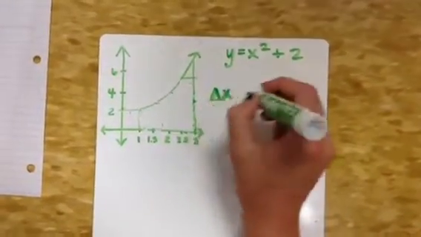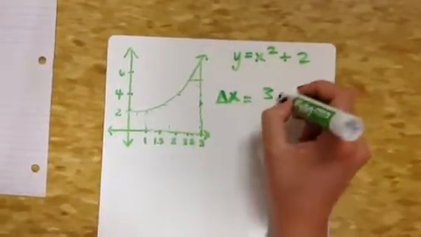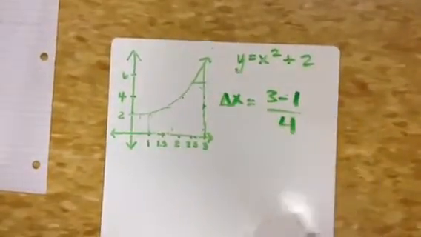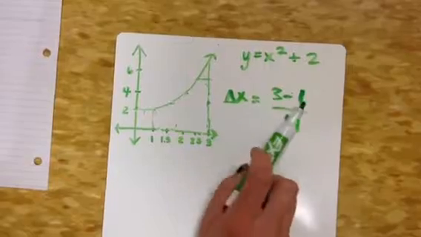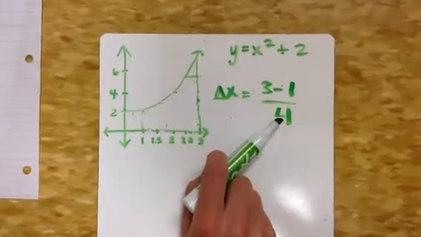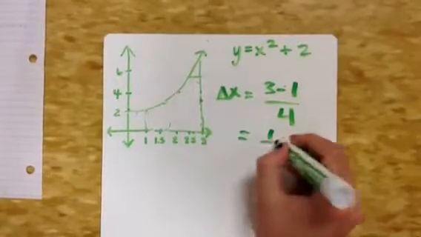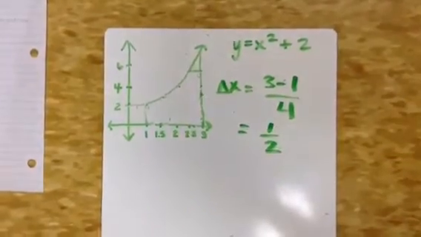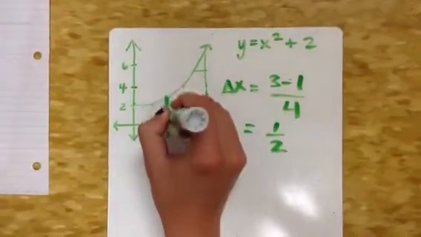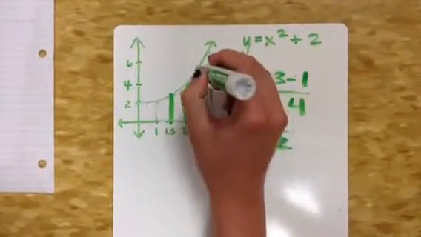So we need to find change in x, which is 3 minus 1 over 4, because this is where we start, end, and how many rectangles we have. So that turns into 1/2. And then we're going to draw the rectangles, which is right here.